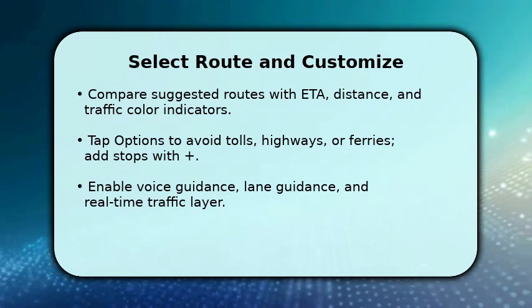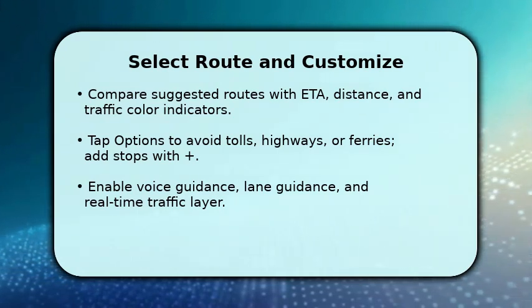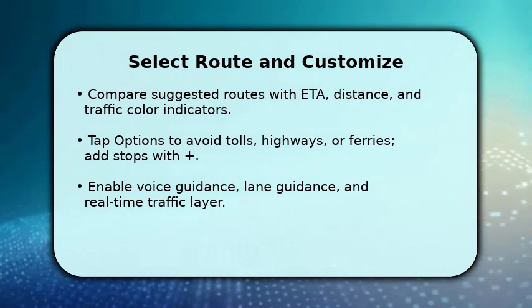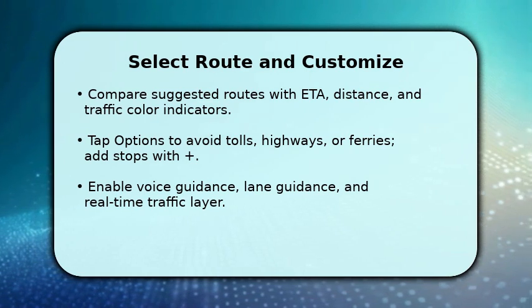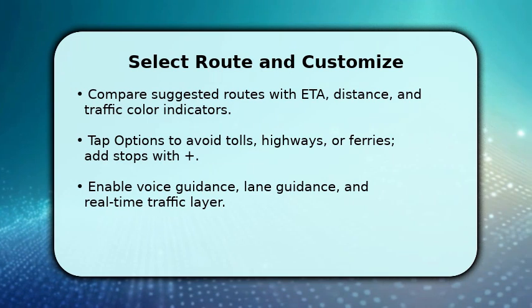You'll see multiple routes with ETA and colored traffic bars. Pick the fastest or the one you prefer. If you need to avoid tolls or highways, tap options and toggle choices before starting. Add intermediate stops by pressing the plus icon, rearrange them by dragging.